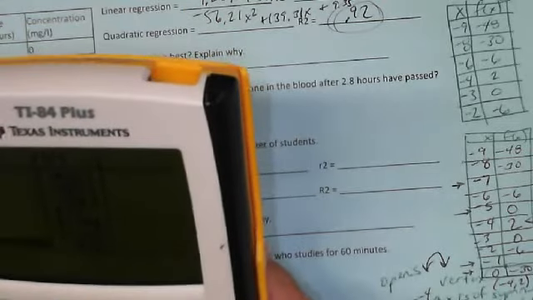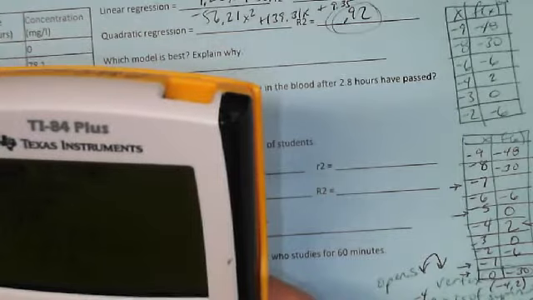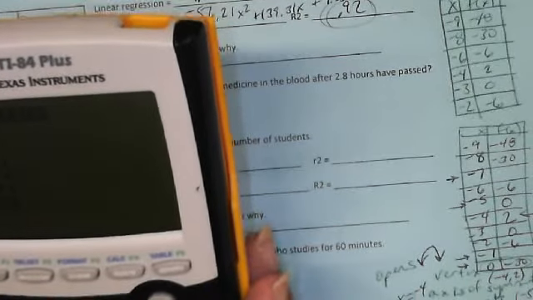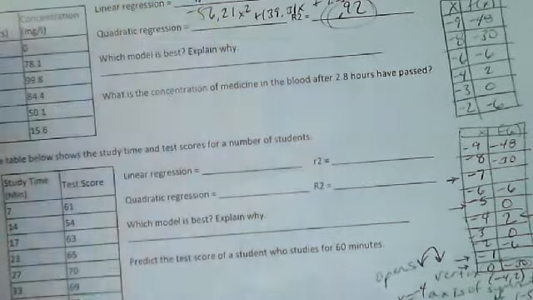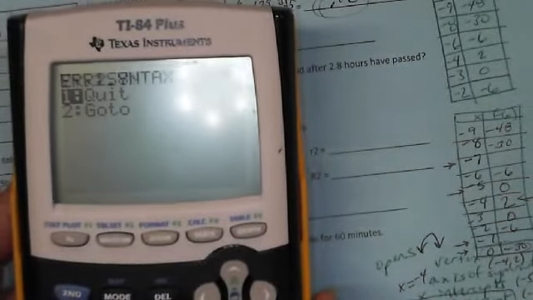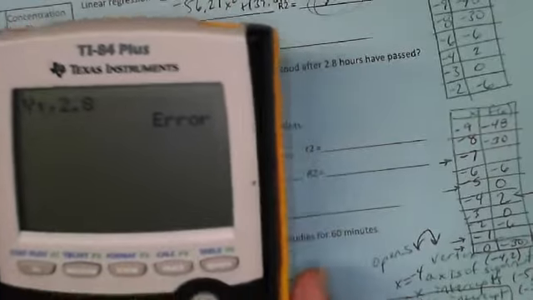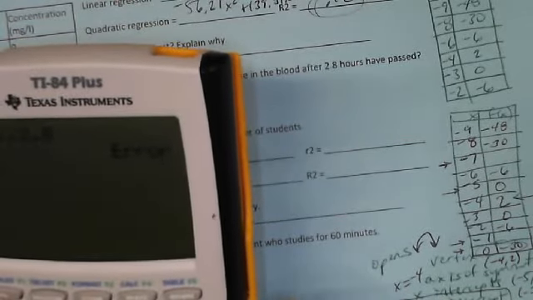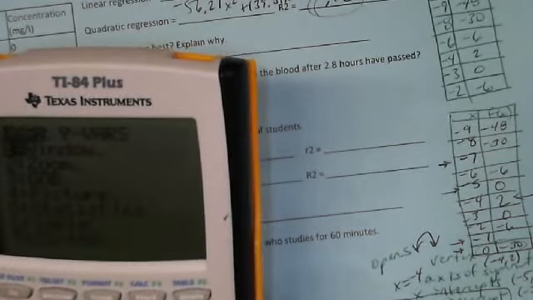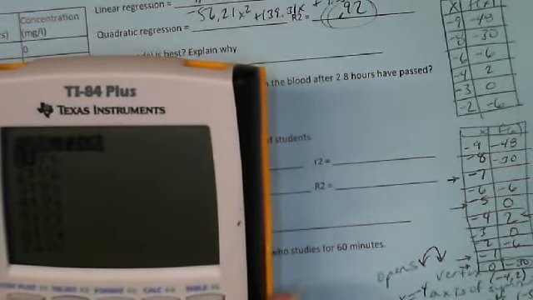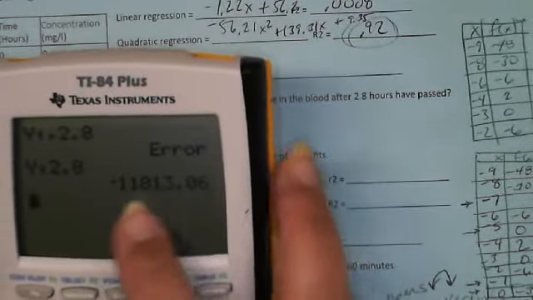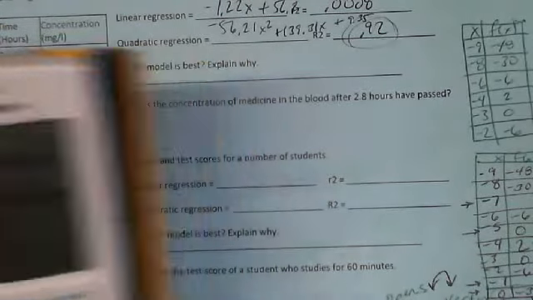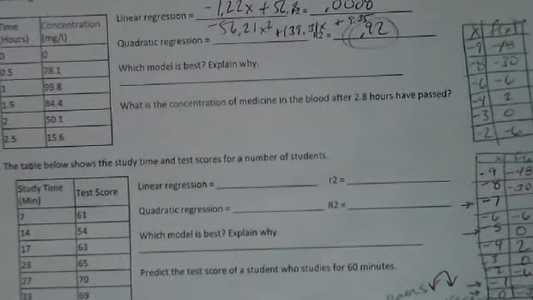Oh, let me clear. Sorry, quit. So vars function, and then we tell it comma, and we put in 2.8 and hit enter. Oop. Maybe I should just put it in. Let me try again. Vars right 1 enter, and then 2.8. Oh, there it is. Negative 11,813. All right.